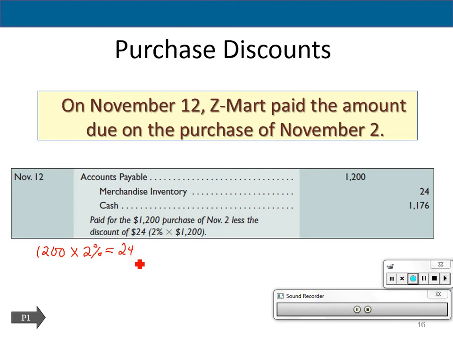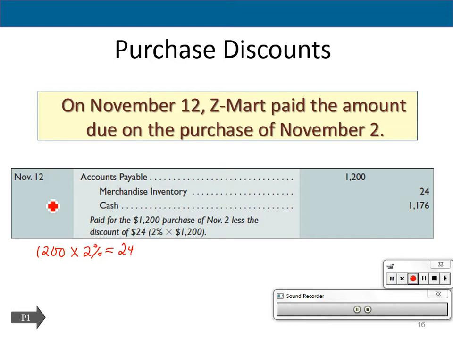So we debit our accounts payable to write it off of our accounts payable for the full $1,200. We credit merchandise inventory for the $24 discount. And we also credit cash for the cash that we actually had to pay out, which was $1,200 minus $24. Okay.